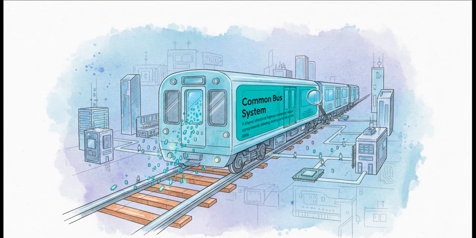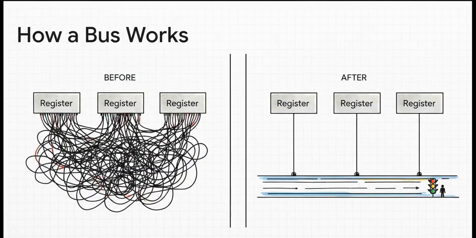Honestly, the best way to think of it is like a subway line. I mean, instead of building a direct road from every single house to every other house in the city, which would be chaos, everyone just shares one super efficient subway line. Data from different parts of the chip gets on, travels along this bus, and then gets off at its destination. Simple.